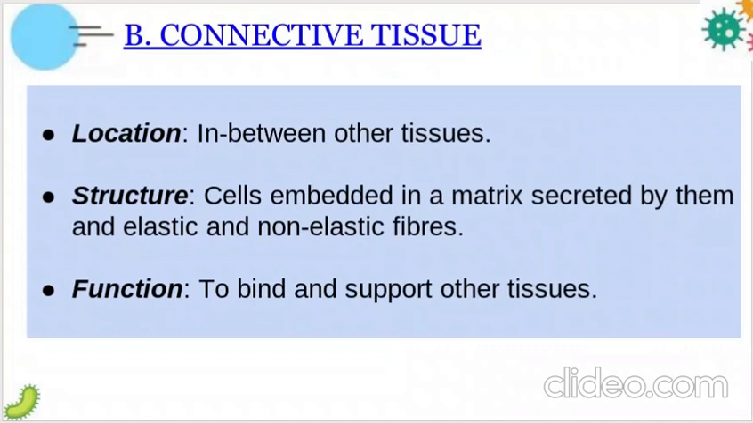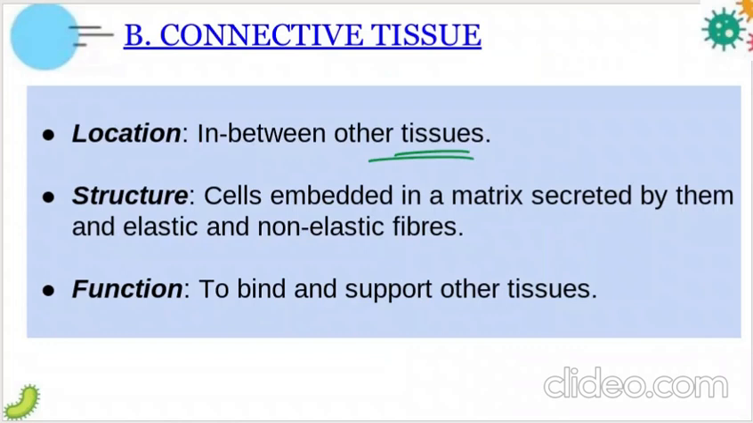The next type of tissue is connective tissue. As the name says, connective, what is its main function? It connects two things. It is in between other types of tissues. Whatever other types of tissues there are, it joins them or makes a connection between them. That is the main function: it supports and binds other tissues also.